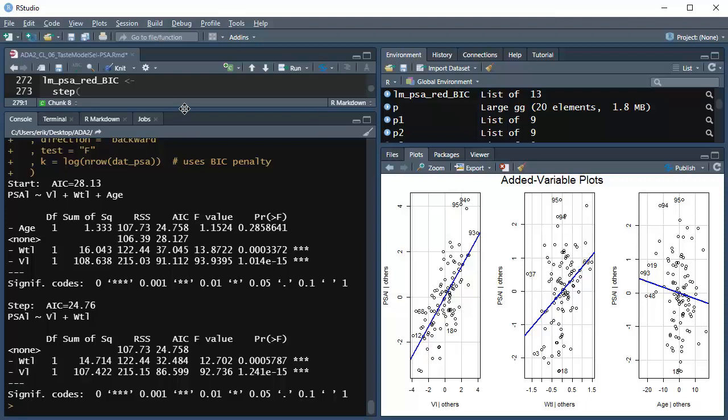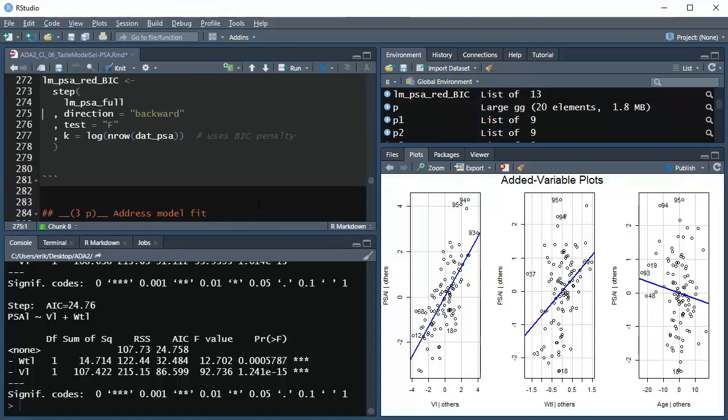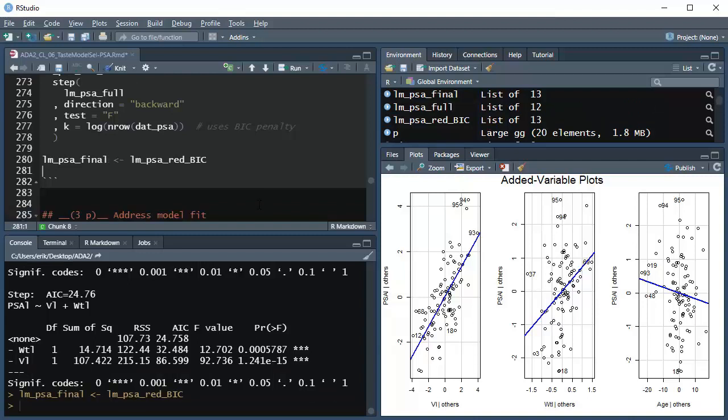We called the resulting model from the BIC model selection reduced BIC, and what I typically do is I then create a new linear model object which is called final, and I'm going to use that in all the resulting analyses. So what more do we need to do? Let's look at a summary of the final model.